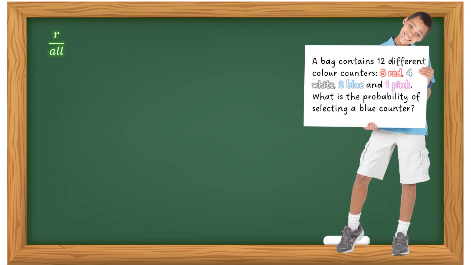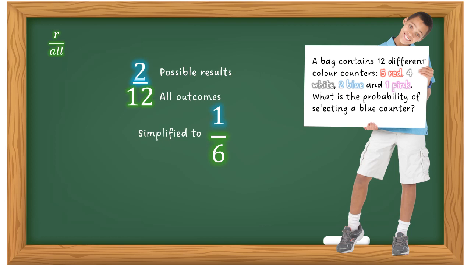A bag contains 12 different colours, 5 red, 4 white, 2 blue and a pink. What is the probability of selecting a blue counter? Again, there are two possible results because there are only 2 blues. But there are 12 counters altogether. So you have a 2 in 12 chance which can be simplified to 1 over 6. So you have a 1 in 6 chance of selecting a blue counter.